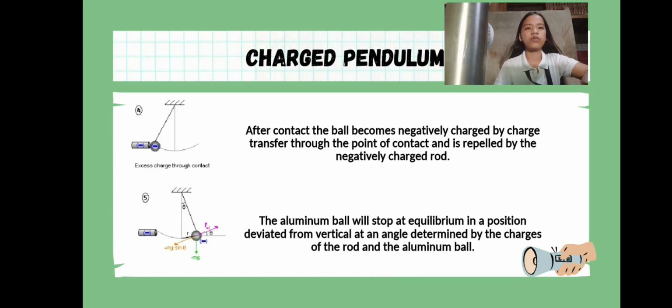And lastly, stage 5. So the aluminum ball will stop at equilibrium in a position deviated from vertical at an angle determined by the charges of the rod and aluminum ball. So in this final stage, as you can see in the image, the ball stops at an angle instead of going to the center. This happened because both the rod and the ball are now negatively charged, so they repel each other strongly. The ball stays in the new tilted position because the repulsion from the rod balances with the force of gravity pulling it down. This position is what we call equilibrium.